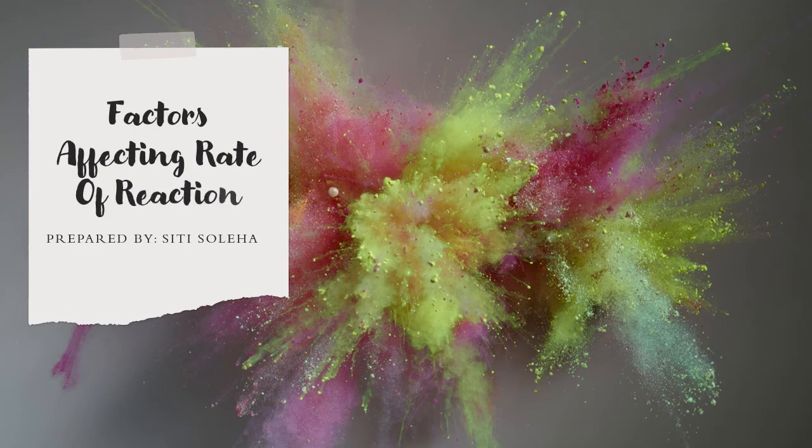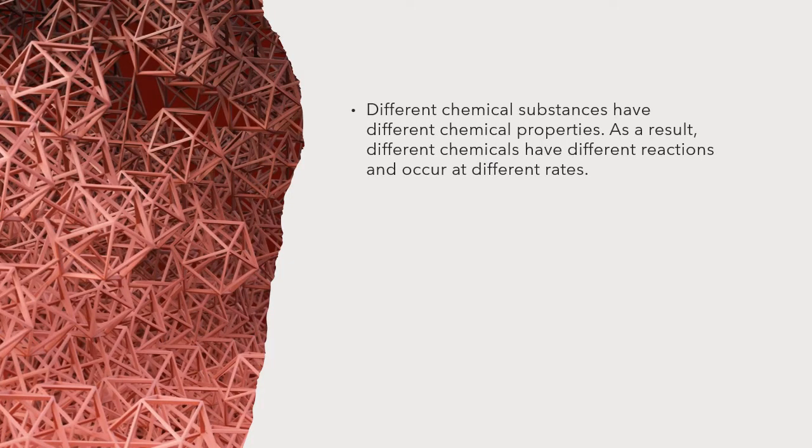Hello, this time we are going to take a longer time to discuss the factors affecting the rate of reaction. Different chemical substances have different chemical properties. As a result, different chemicals have different reactions and occur at different rates. There are four factors affecting the rate of reaction.